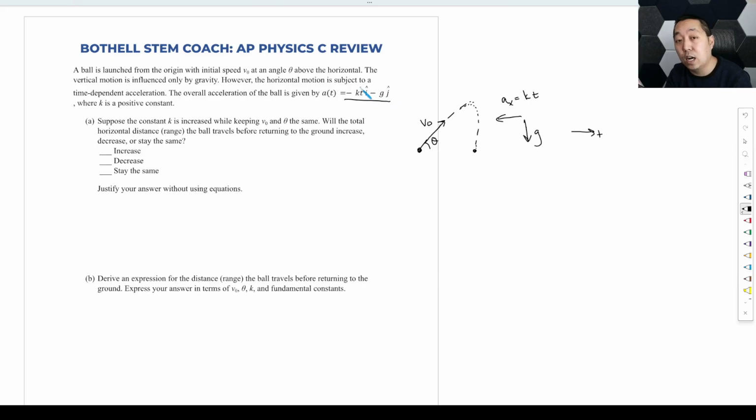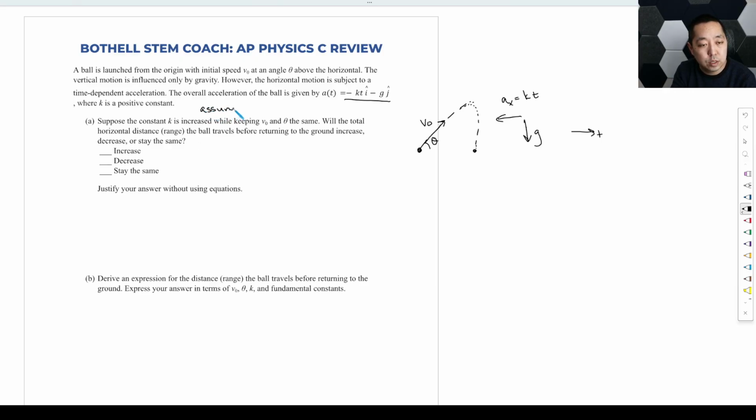So here we have a non-constant acceleration. So we're not going to use kinematic equations. However, we are going to think about a similar process for setup. We're going to think about what kinematic variables we know, and we're going to do our general calculus terms for non-constant acceleration. So suppose the constant k is increased while keeping this the same. So we're going to have a stronger acceleration to the left. Will the total horizontal distance the ball travels before returning to the ground increase? Let's assume it lands to the right still.